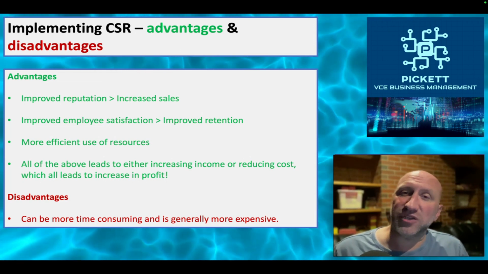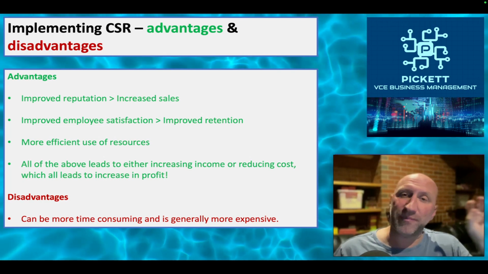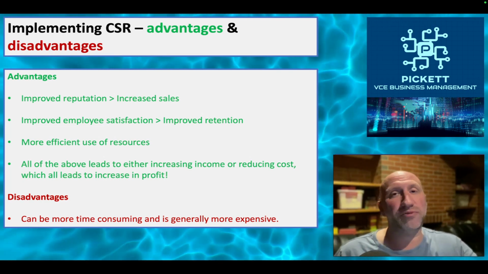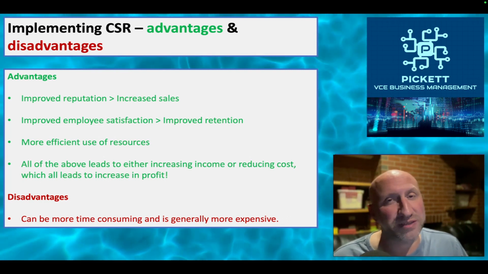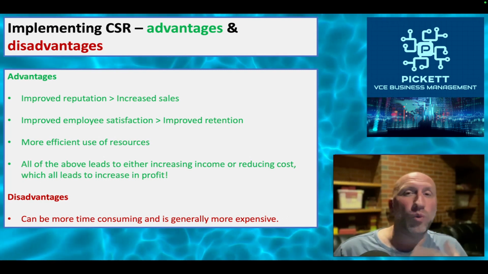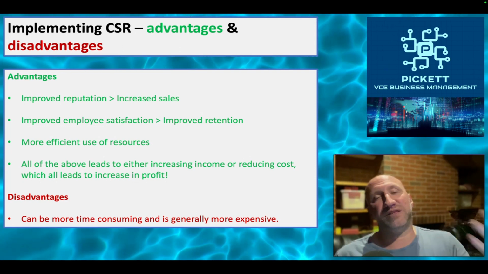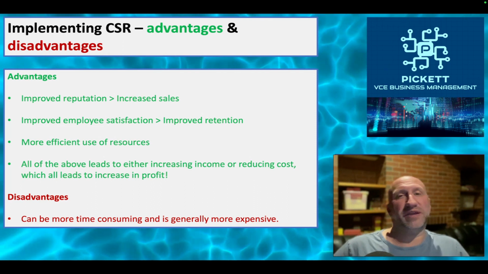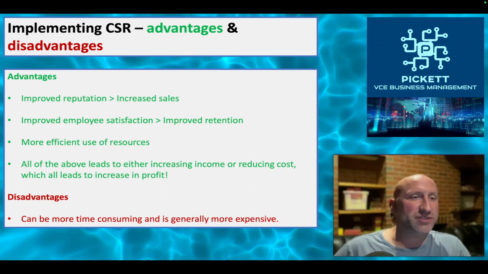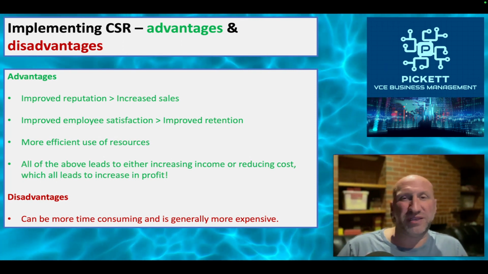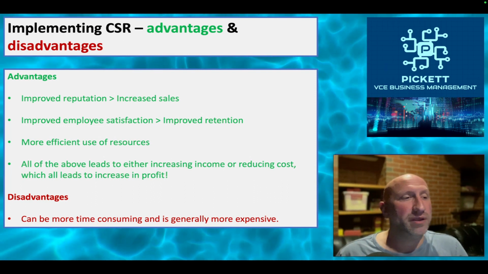Improved employee satisfaction, because again, we said one of the interests that the stakeholder group of employees, or employees and managers both have, is to work for a socially responsible business. So if people feel that they are working for a business that demonstrates those values, they're going to be more satisfied, which means they're going to stay with the business rather than leave, which means staff retention. Retention means retaining people, retaining your employees, so improve retention.